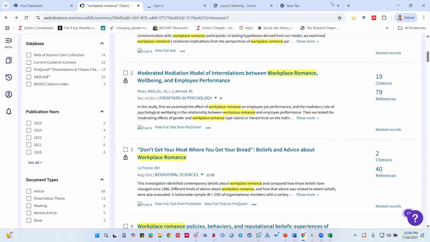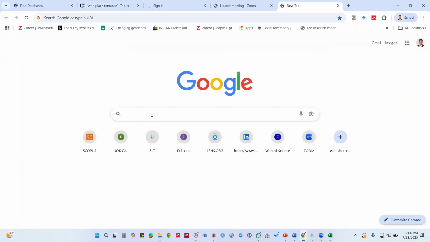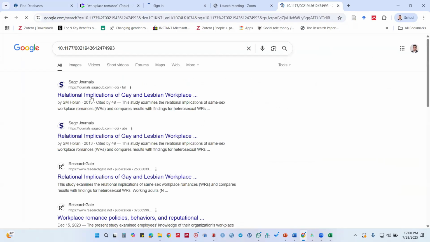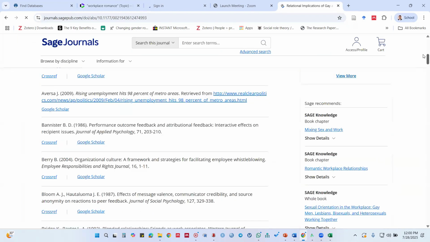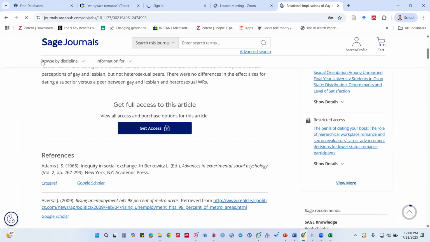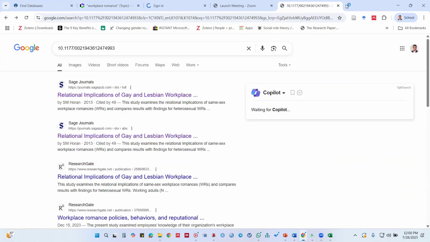And if you don't have any database access, you can go to Google and search with the DOI number. And this is the article, right? There are some articles which are open access, which can be easily downloaded, but this one is restricted. In that case, I think there are some methods to download. People use Sci-Hub to download the articles. Otherwise, you can contact your library to download articles.